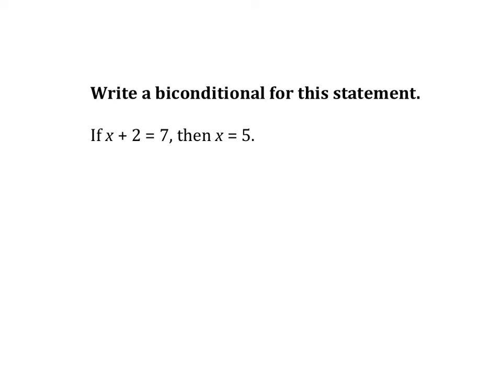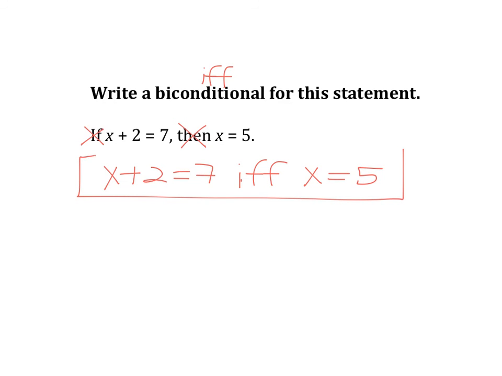So if they're both true, then what we do is we take out the if, we take out the then, and we turn it into an if and only if statement, right? We write that as IFF. So we're going to say x plus 2 equals 7 if and only if x equals 5. So that would be your biconditional. Take away the if, take away the then, put in an if and only if.